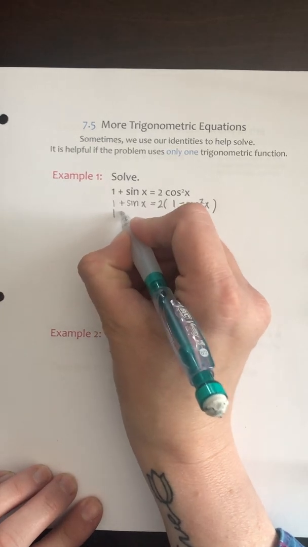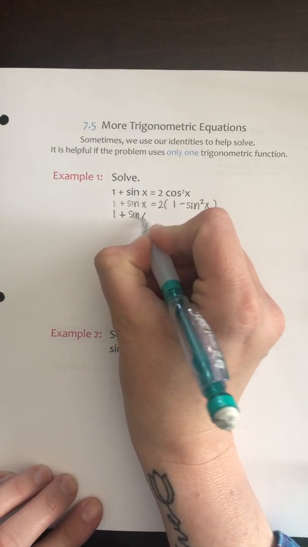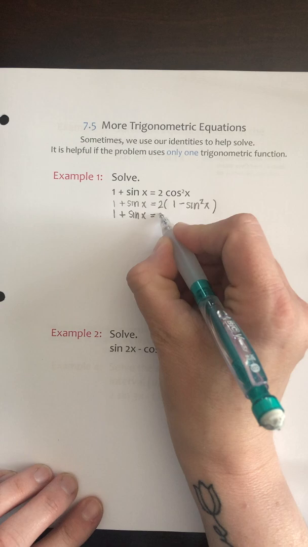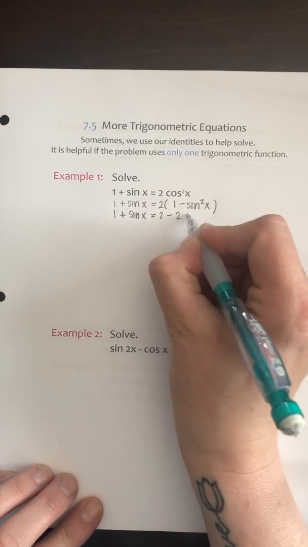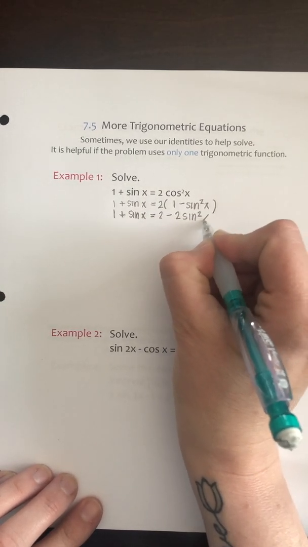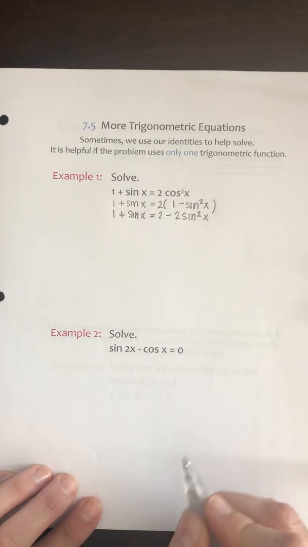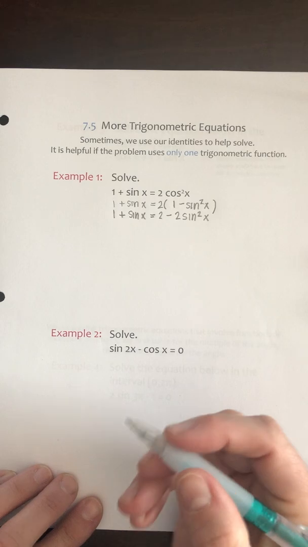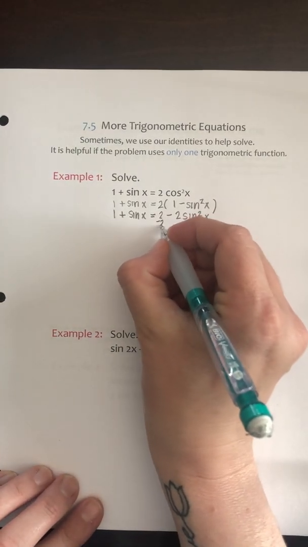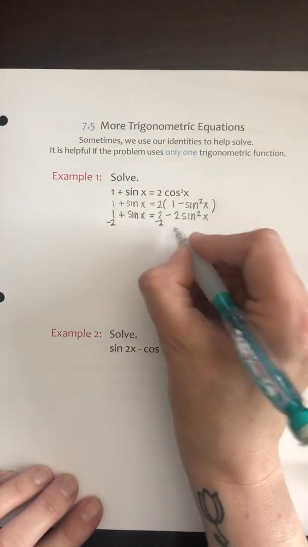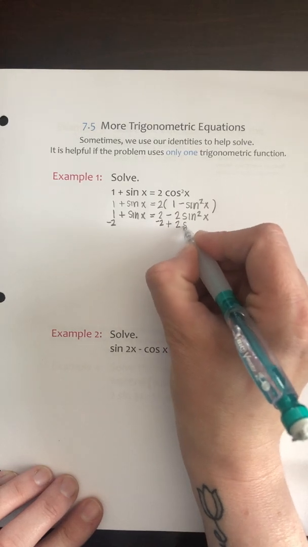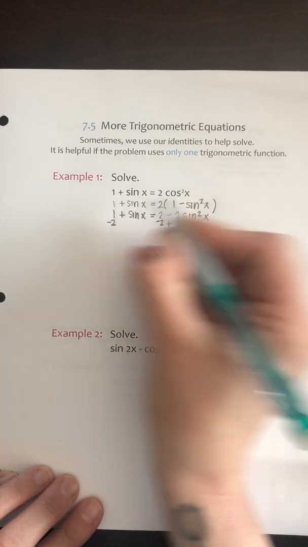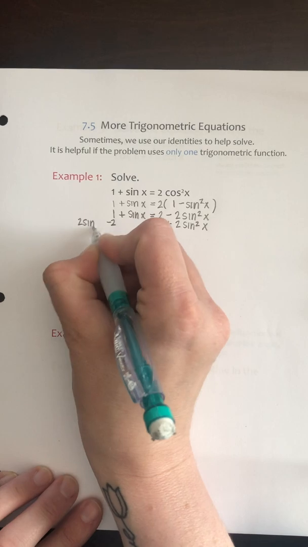So I'm going to go ahead and distribute the 2 to that. So I have 2 minus 2 times sine squared x. So I'm going to take everything over here on the right and move it over to the left. I'm going to move the 2 over using subtraction. I'm going to move the sine squareds over using addition.